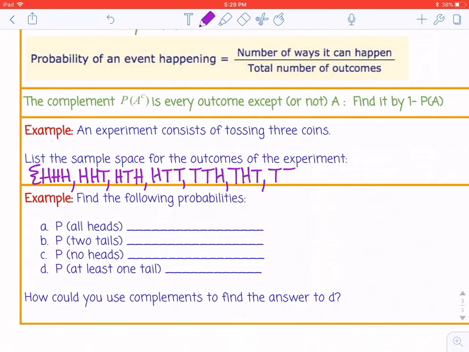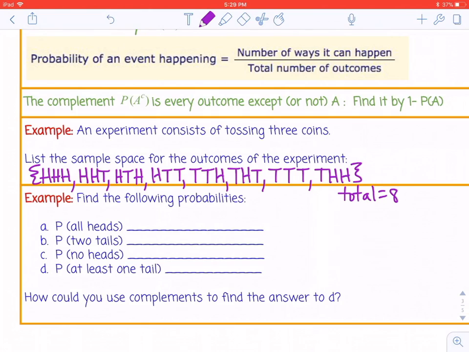We could have all tails. And let's see, we need 1 more. Heads, heads, tails. Do we have tails, heads, heads? I think that's the last one we need. Okay, so those are all the possible outcomes of our experiment. And there are 8 total outcomes. So we would want to list those if we asked for a sample space, but it's just nice to know that the total was 8.